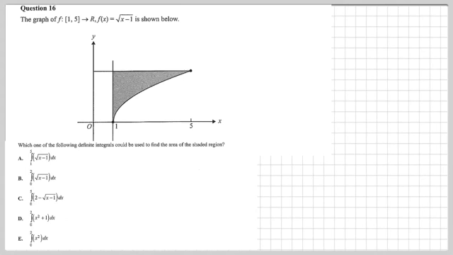Now, let's just assimilate the question. We've got a graph where x goes from 1 to 5, and the function is the square root of x minus 1. Okay? Now, what are we supposed to be doing? Which one of the following definite integrals could be used to find the area of the shaded region? Okay, I can't see that this is going to be any easier with a calculator, so we just have to use our head for this.